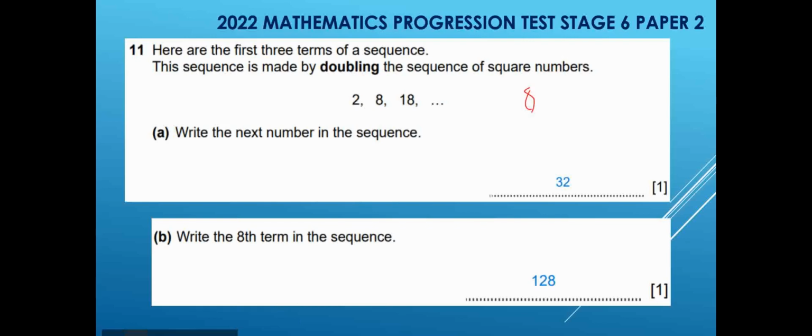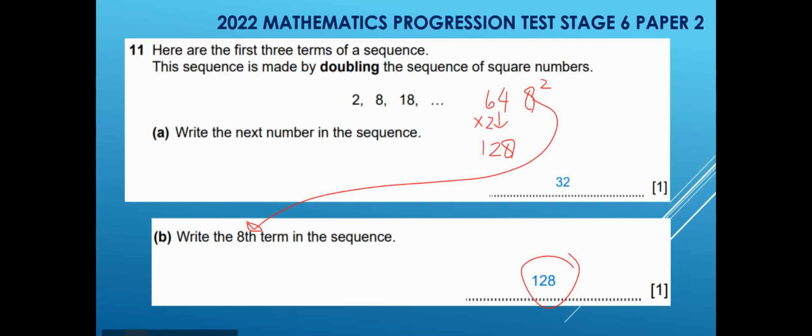8 squared is equal to 64. 64 times 2 is 128. And that's how we got 128, because 8 terms means 8 squared.